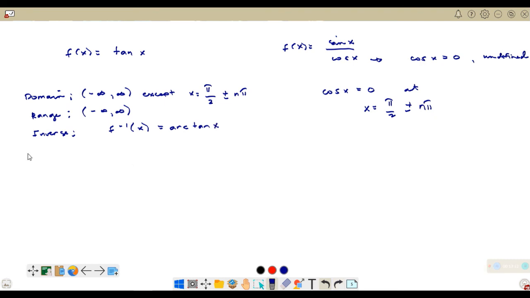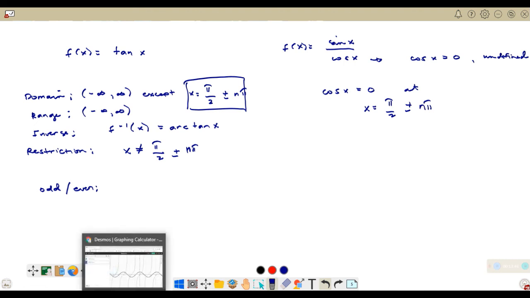Now, let's look at the restriction. Sabi nga natin kanina, may except tayo dito, di ba? So, ito rin yung restriction natin. So, x should not be equal to any value that will fall on pi over 2 plus n pi. And also, pi over 2 minus n pi. Next, we have to look at the graph again and see whether it is odd or even.